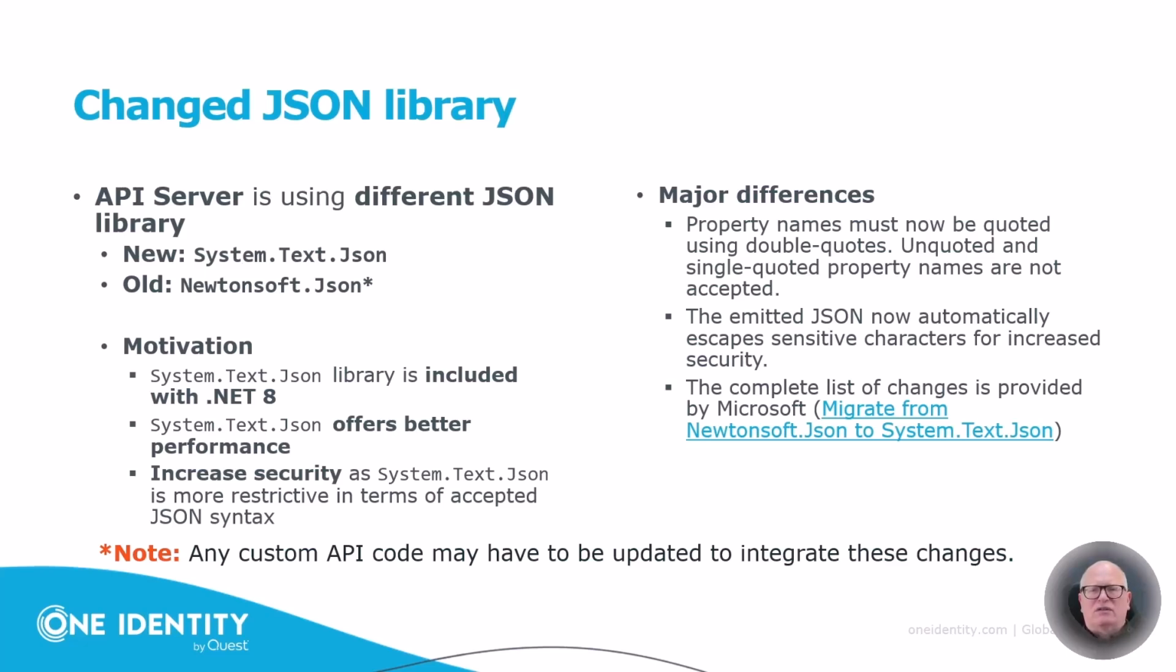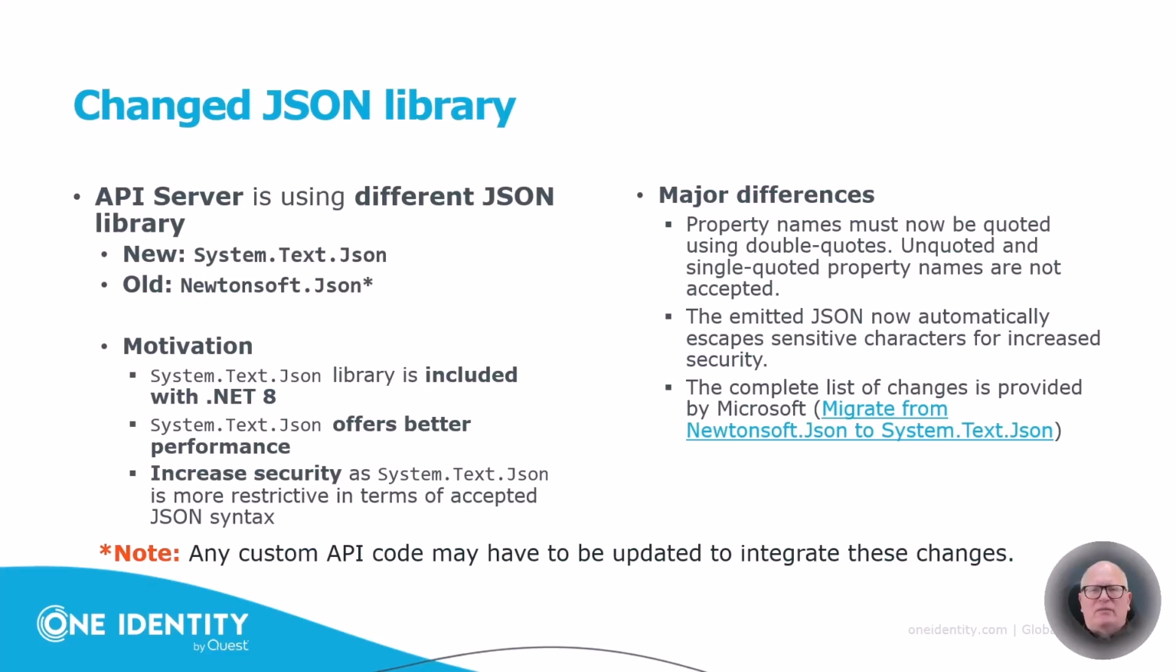In the new System.Text.Json library, you now have to ensure that even property names are quoted. The second major difference is that now sensitive characters are automatically escaped. That is, from a security perspective, very, very good. And that was, of course, a reason why we now use the new library.